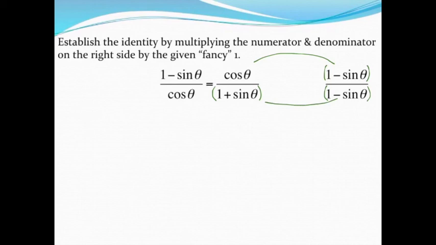Normally we start with the more complicated side, although in this example I don't think either side is necessarily more complicated than the other. So my goal is to end up here. I'm not going to mess with this. I'm going to try to get to 1 minus sine over cosine by multiplying. And again, let's just start this one, we'll see what happens, and we'll talk about it at the end.